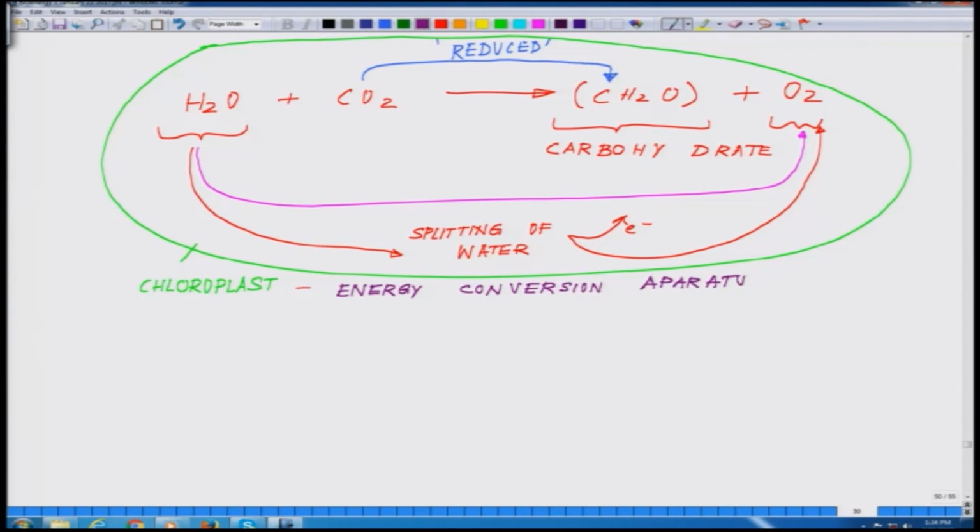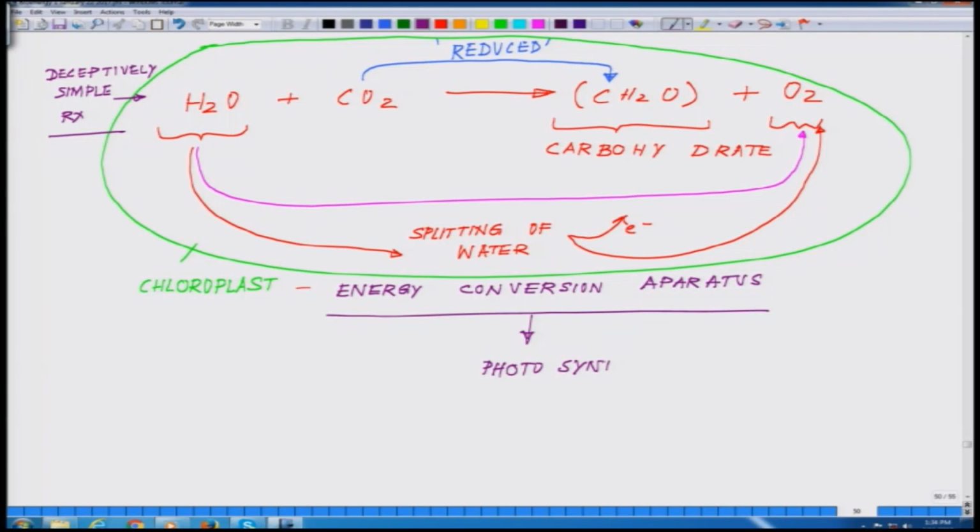So, talking about chloroplast, as I told you, this is one deceptively simple reaction, and there are a lot of proteins. This whole process of photosynthesis is carried out by a series of proteins and small molecules.